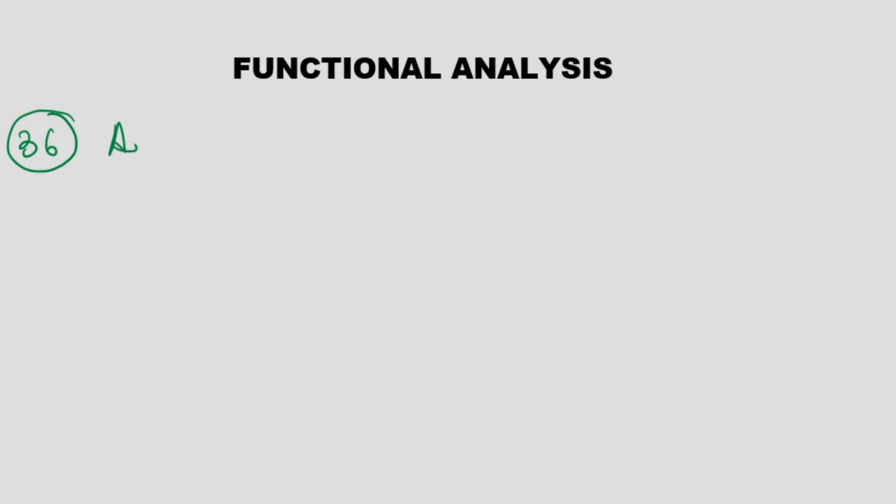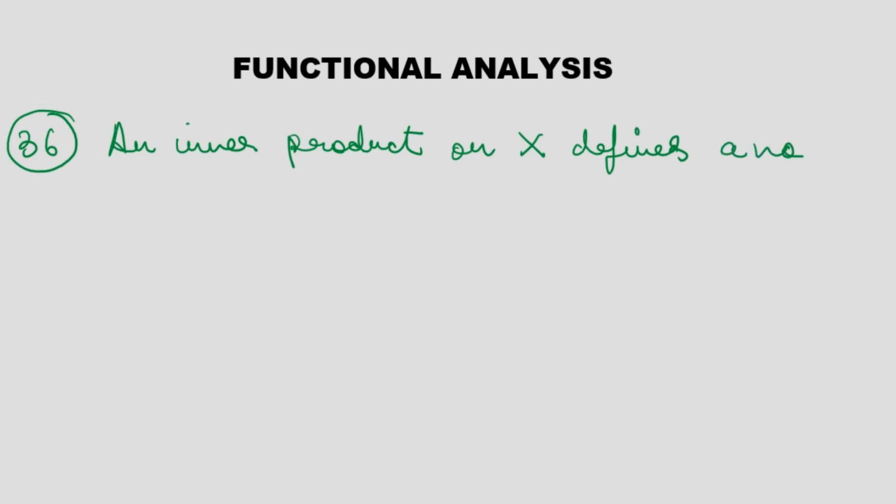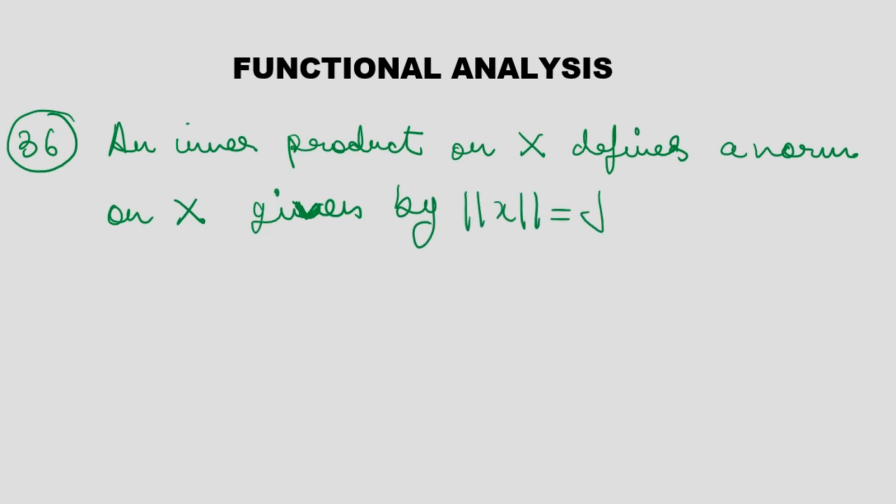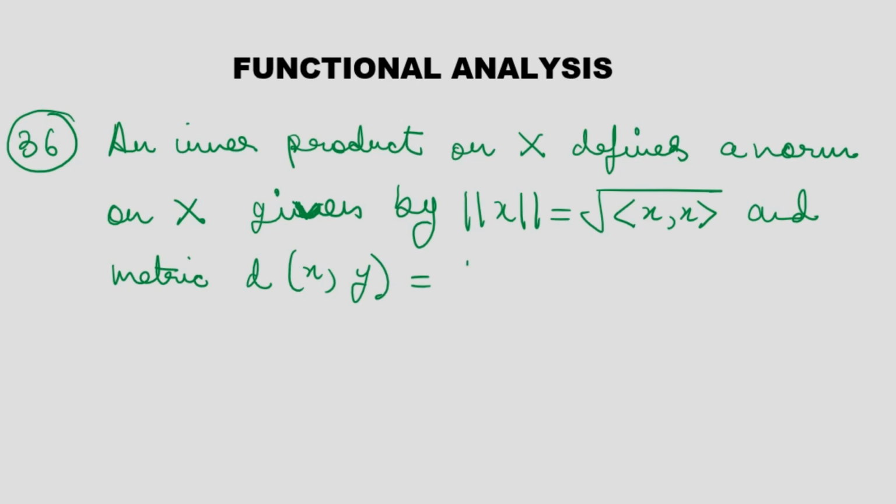This point number 36 says an inner product on X defines a norm on X, given by the norm of x is equal to root over of (x, x). Okay, and the metric d(x, y) will be equal to the norm of x minus y. Okay, that is the 36th point.